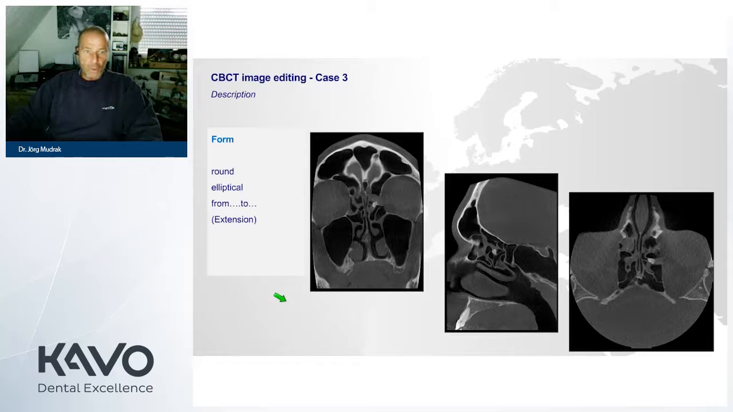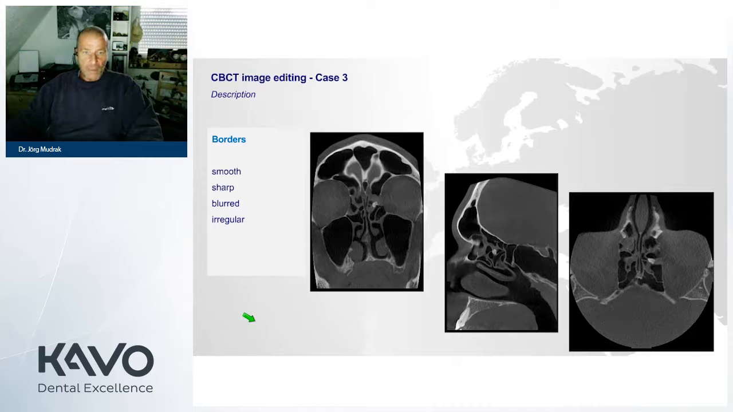The form, okay, it's a little bit difficult. It could be roof-shaped or pea-shaped. This is something that you have really to think about in your fantasy. I described it as roof-shaped. And then the next step is the structure. It is both. If you look at the detail, you see homogeneous and inhomogeneous areas inside this finding.